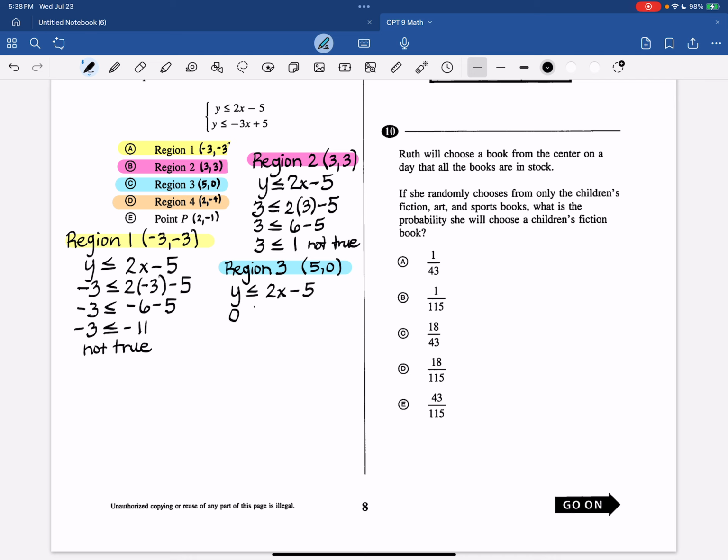Y is 0. X is 5. And that's 10 minus 5. So this says that 0 is less than or equal to 5. That's true. Now it also has to be true for the other part of the system. If we can get 2 trues, we've got it.